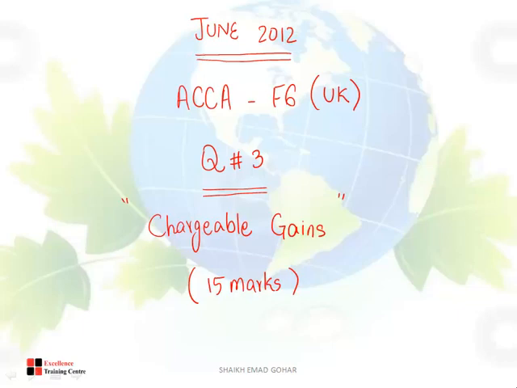Requirement A1, state which individuals are subject to capital gains tax on the disposal of chargeable assets situated in the United Kingdom. 1 mark. Part A2, state which companies are subject to corporation tax on the disposal of chargeable assets situated in the United Kingdom. 1 mark. Very easy questions and very easy answer as well. Individuals who are resident in the UK will pay capital gains tax, and companies which are resident in the UK will pay corporation tax on capital gains. Okay, this is the answer.